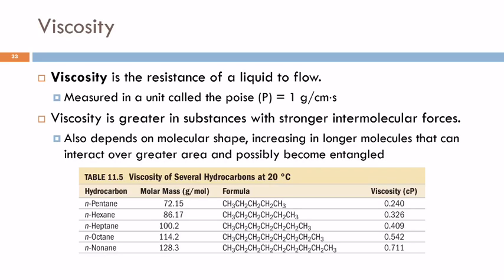Viscosity is greater in substances that have stronger intermolecular forces. If you think of what's happening when a liquid flows, when you pour water, what's happening? The molecules are having to move past each other to flow out of the container. If the stickiness between them, the strength of the intermolecular forces, is greater, they're going to be more resistant to flowing than if the forces are very weak. So high viscosity indicates that you have stronger intermolecular forces.